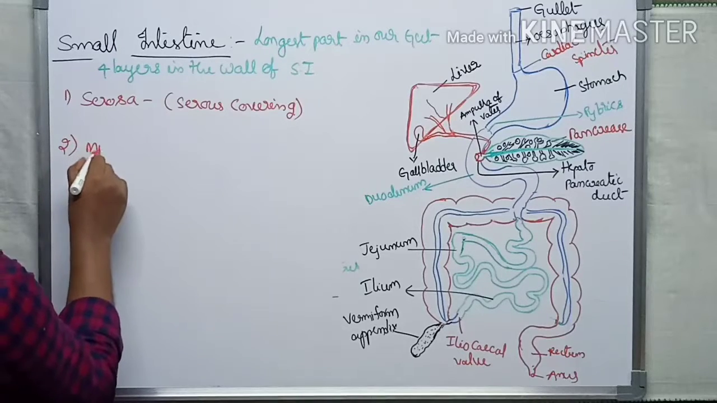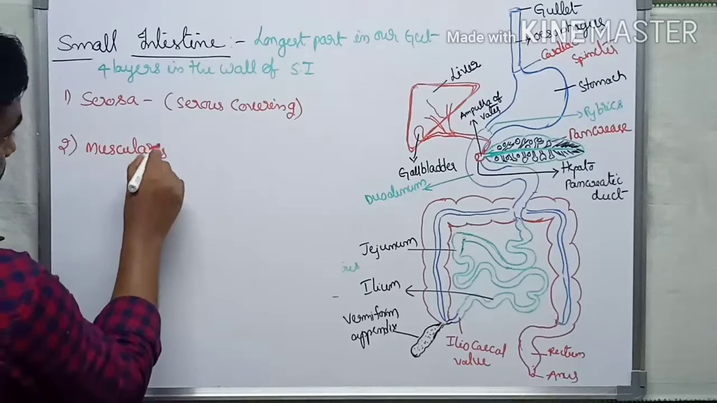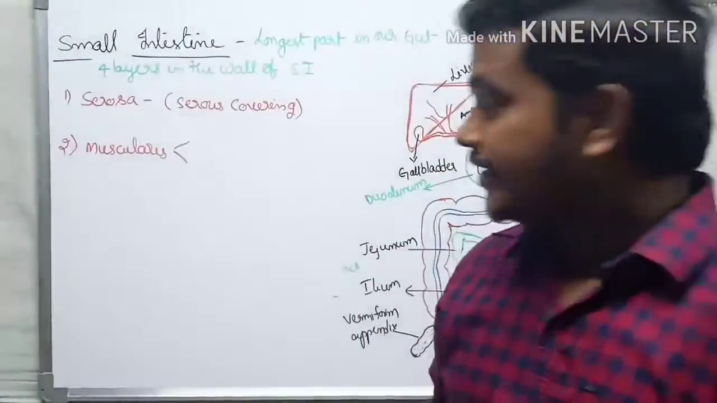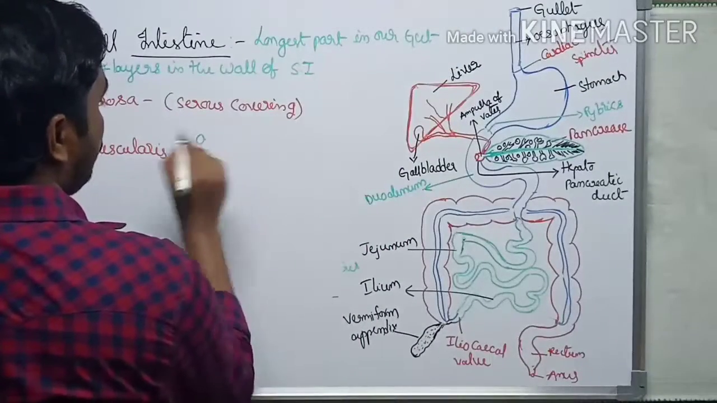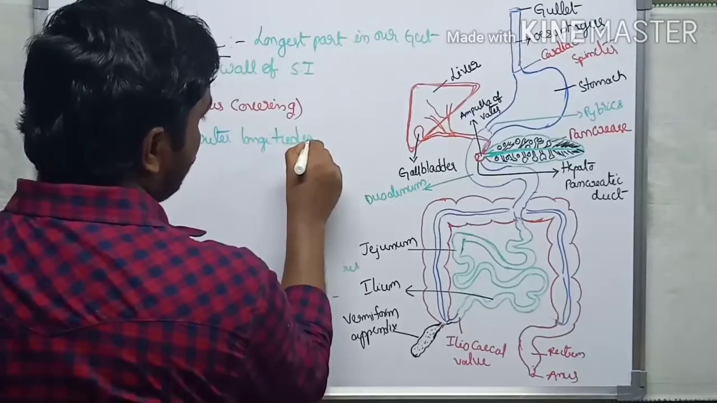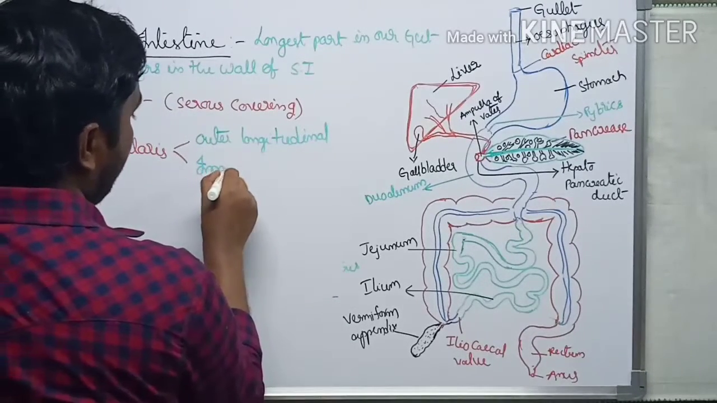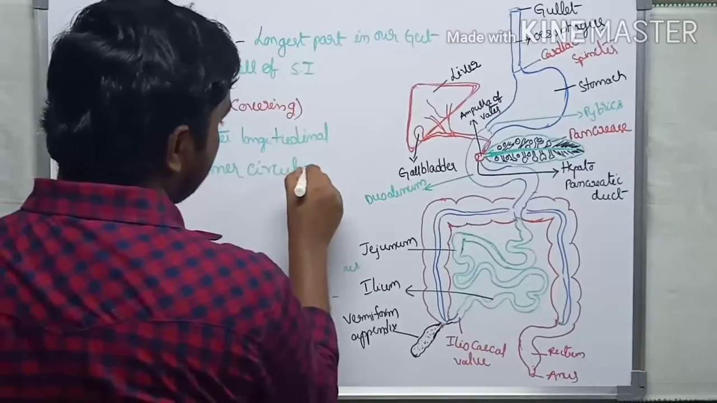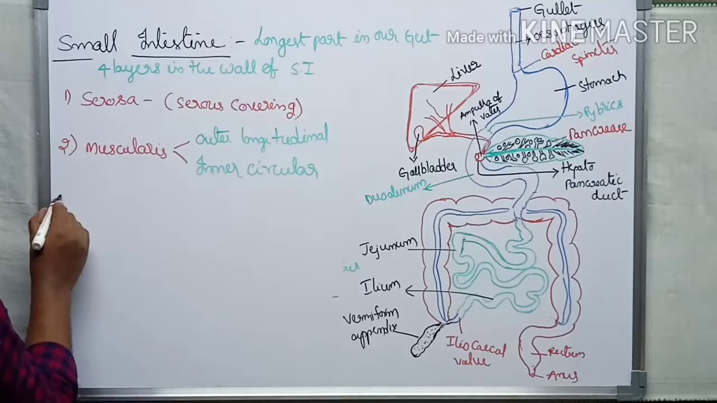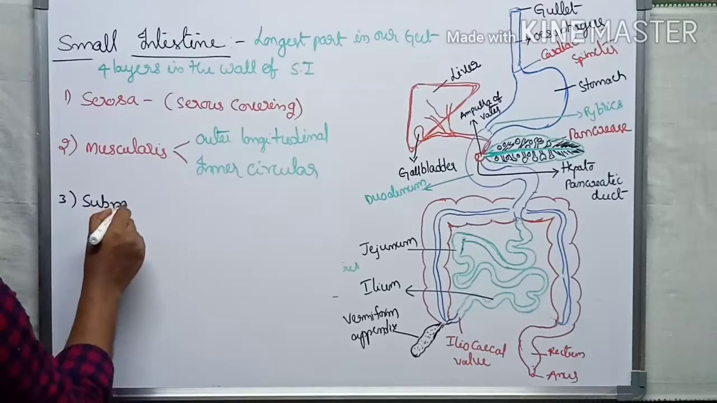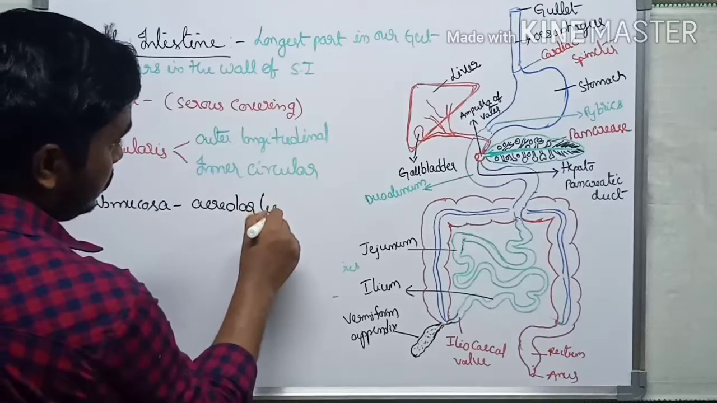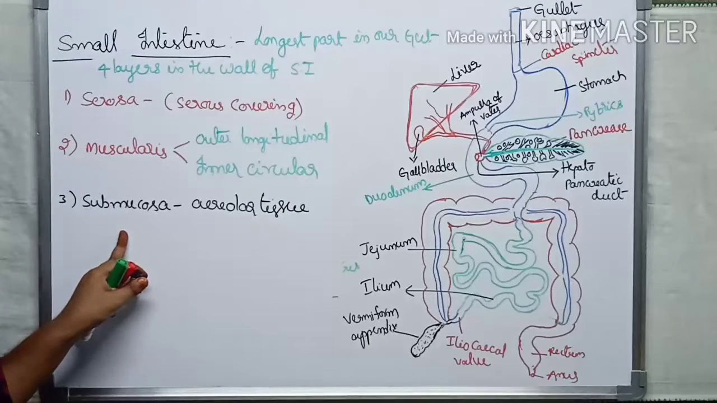Then the second layer, muscularis. Muscularis consists of muscle fibers, outer longitudinal and inner circular muscles. Muscle fibers are present in the second region. Then the third one is the submucosa. Submucosa consists of areolar tissue. Areolar tissue is present in the submucosa.